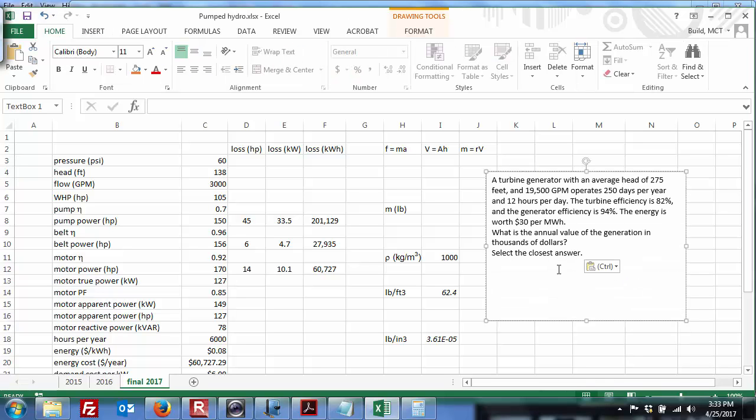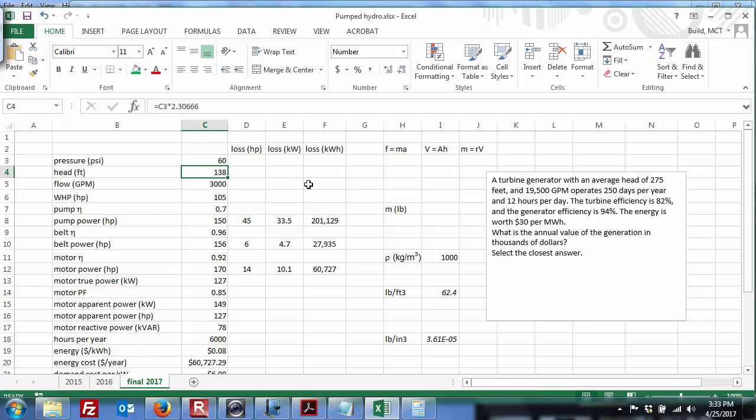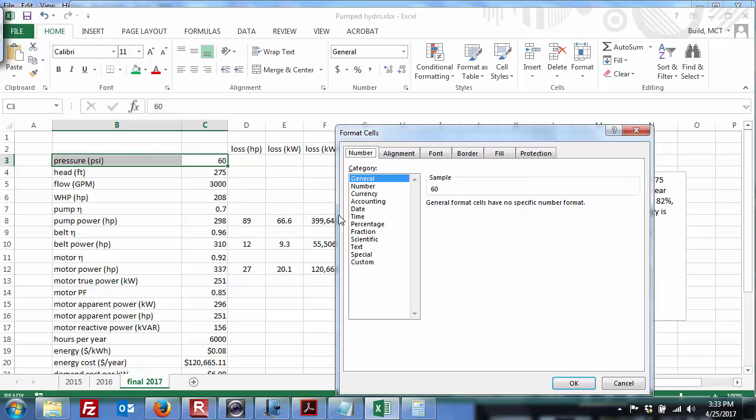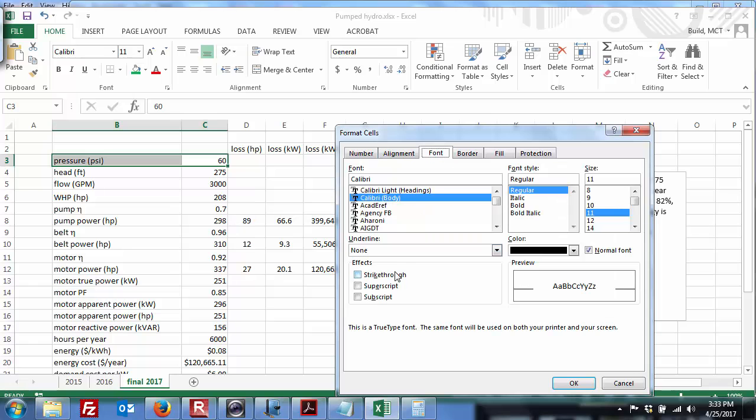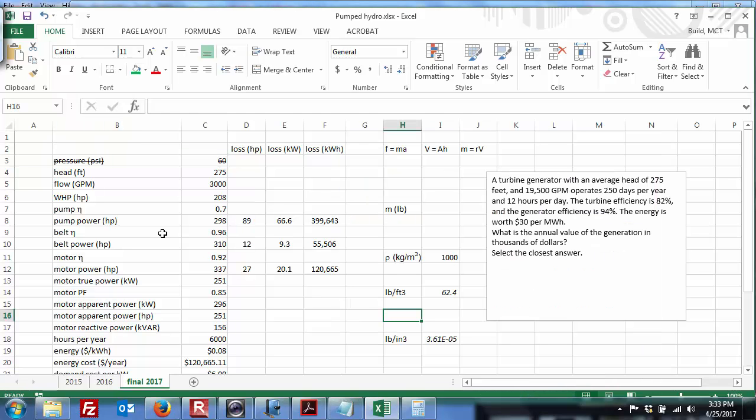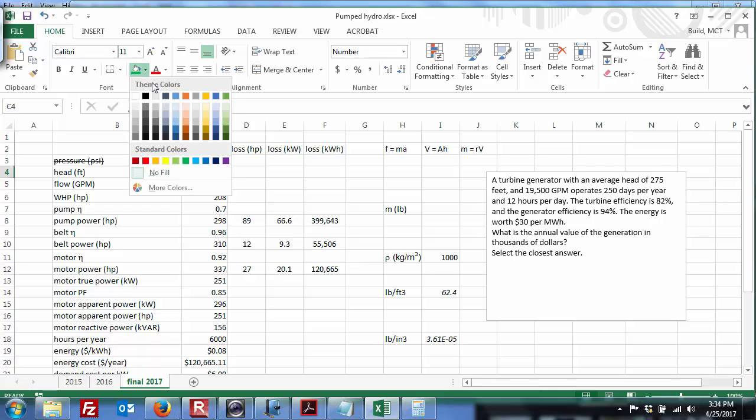Okay. Head of 275 feet. Okay, so we start with pressure. Hopefully that's not going to screw anything up. Let's just see what happens. 275. We'll just hard code that. We'll just delete this. Just going to do a little strike through on it. Okay, so we've got head goes in, and we know that's an input.